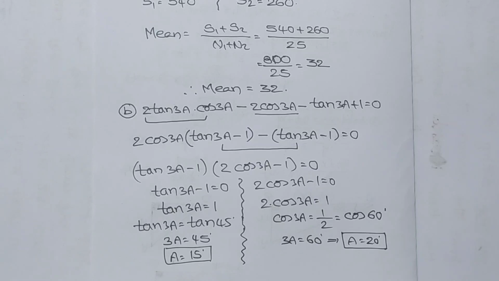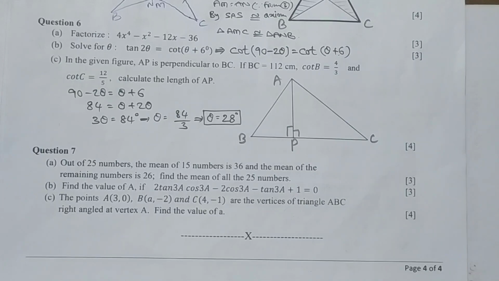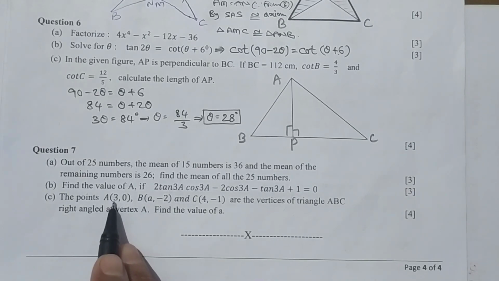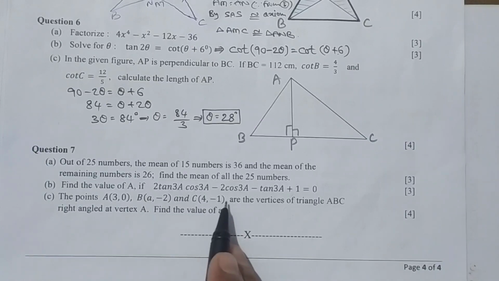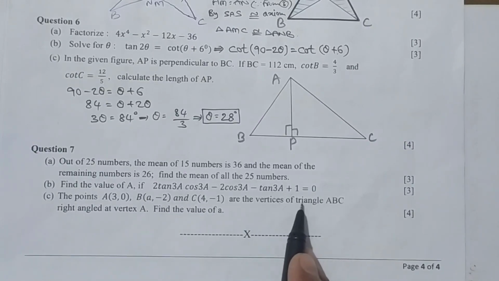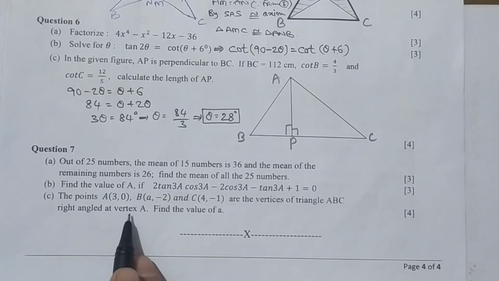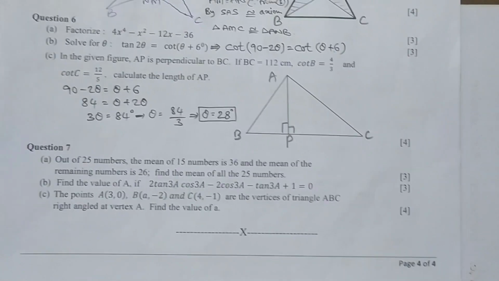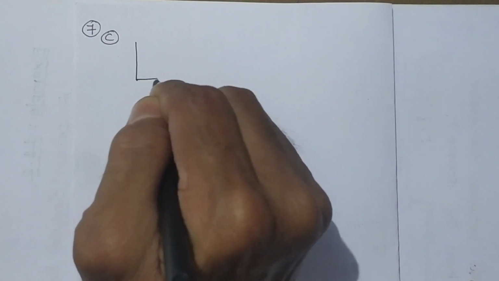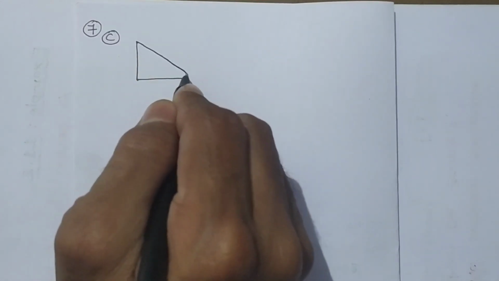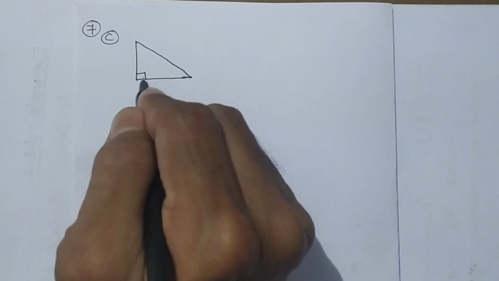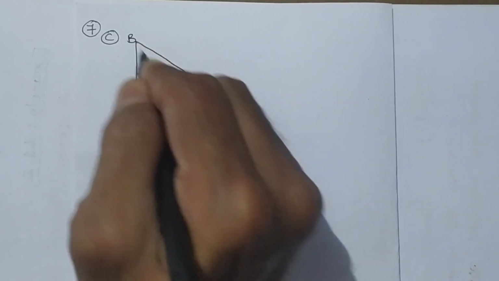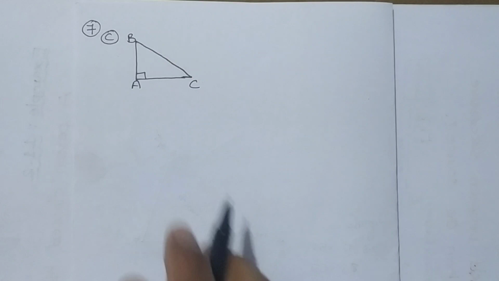Now we see the 7th problem, C bit. Now we see the question. The points A (3, 0), B (a, -2) and C (4, -1) are the vertices of a triangle ABC that is right angled at vertex A. Then find the value of small a. Now let us draw a right angle triangle that is right angled at A. So you can write either B here or here. If you write B here, you can write C there, no problem.